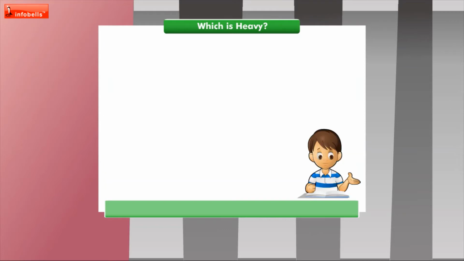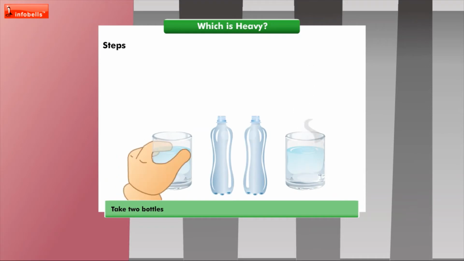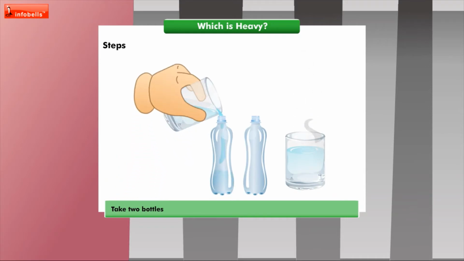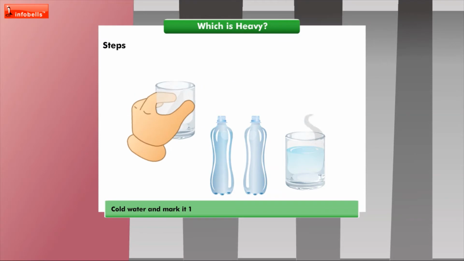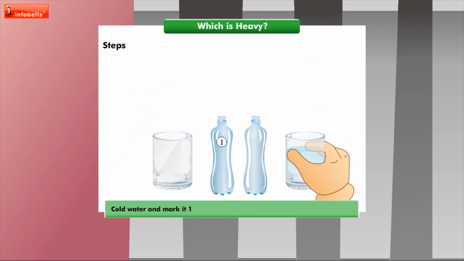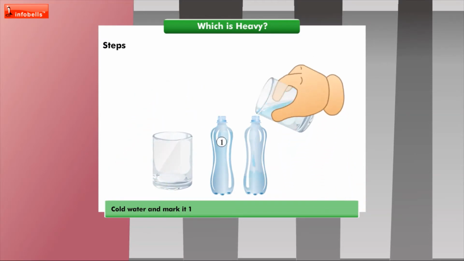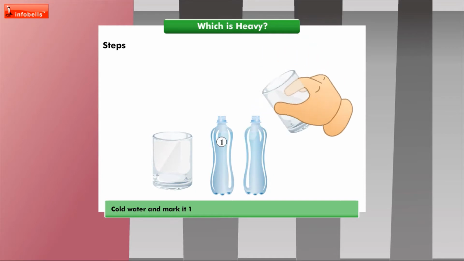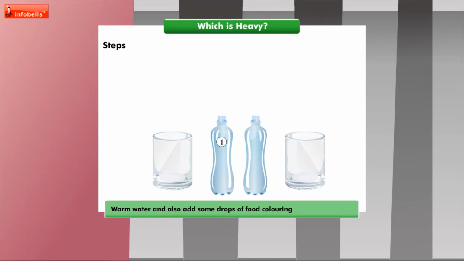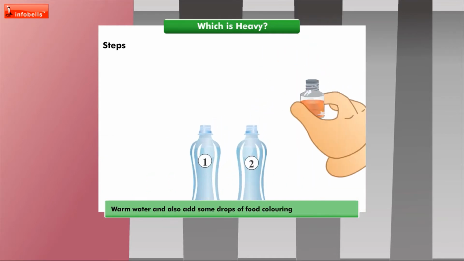Okay, what do we do next? How do we do this experiment? Take 2 bottles. I will fill this bottle right up to the top with cold water and mark it 1. Next, fill the bottle right up to the top with warm water and also add some drops of food coloring.